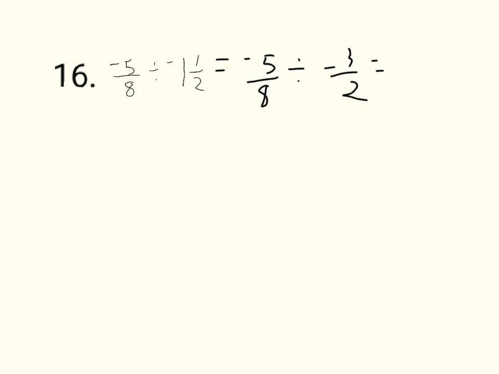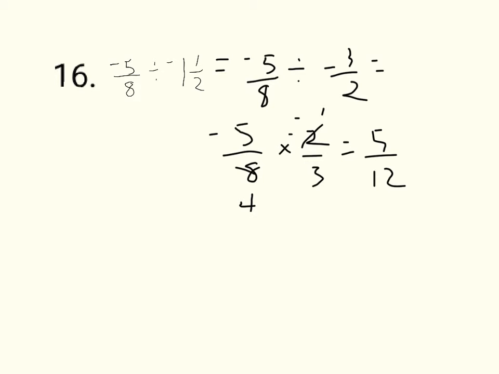Now I'm going to use the keep, change. Negative 5/8 times negative 2/3. And I can do a little reducing before I multiply. 2 goes into negative 2 negative 1 time, and 2 goes into 8 4 times. Gives me 5 over 12.